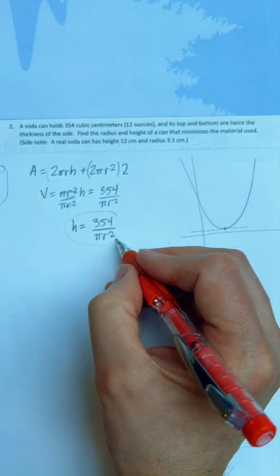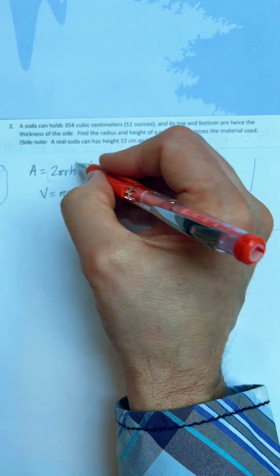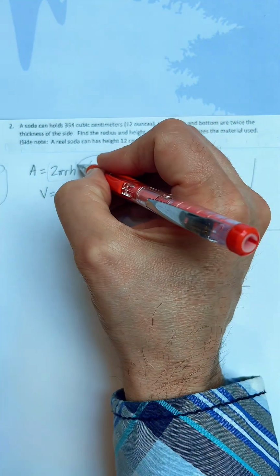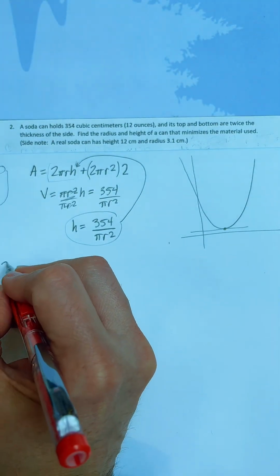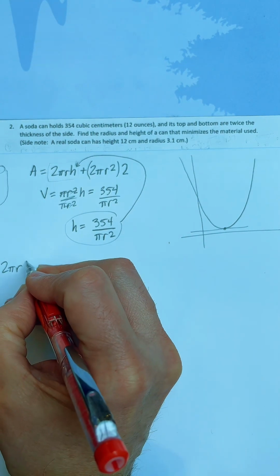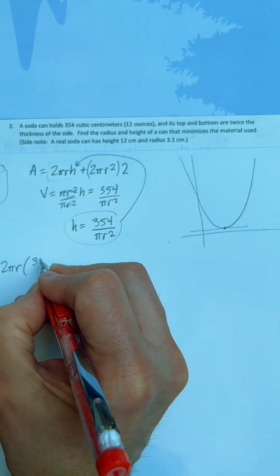Pi's aren't square. Take this now and plug it into that, and we'll be able to work from there. So area equals 2 pi r, and now let's put h in.